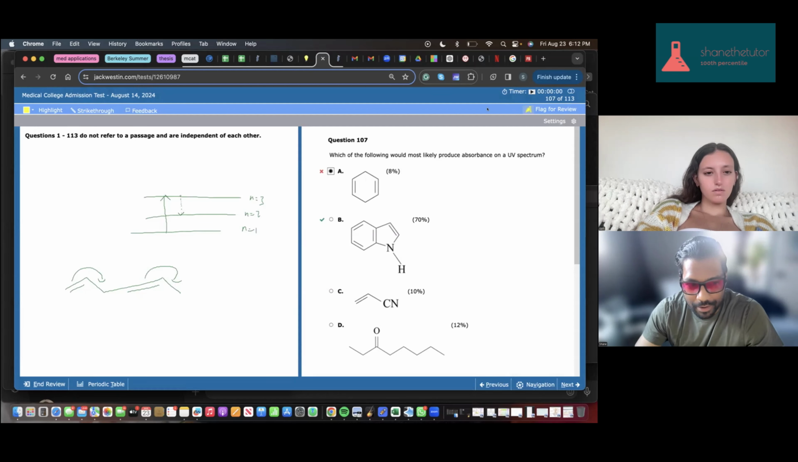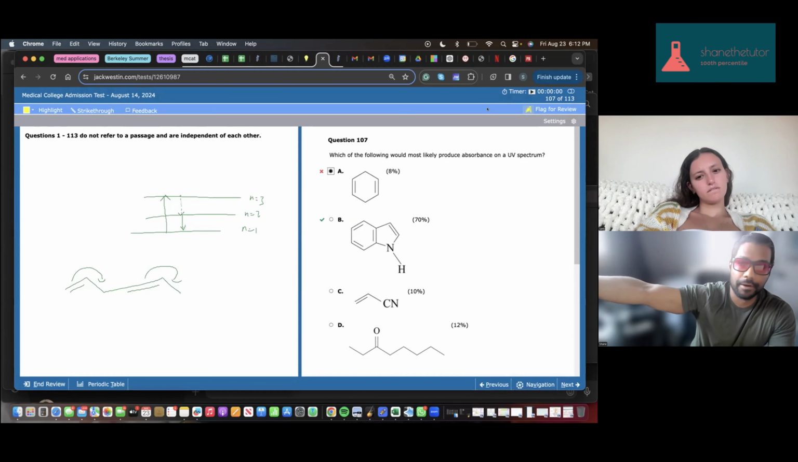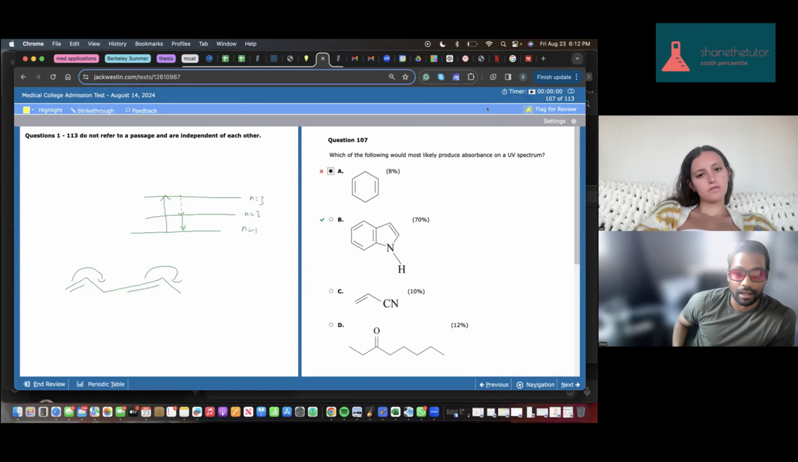right? So then eventually, when you go from n=2 to n=1, you will emit a photon, but it'll be of a lower energy than the photon that you absorbed.